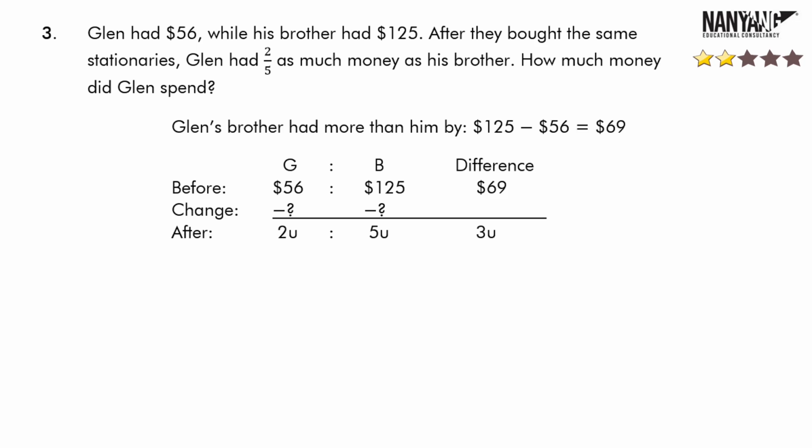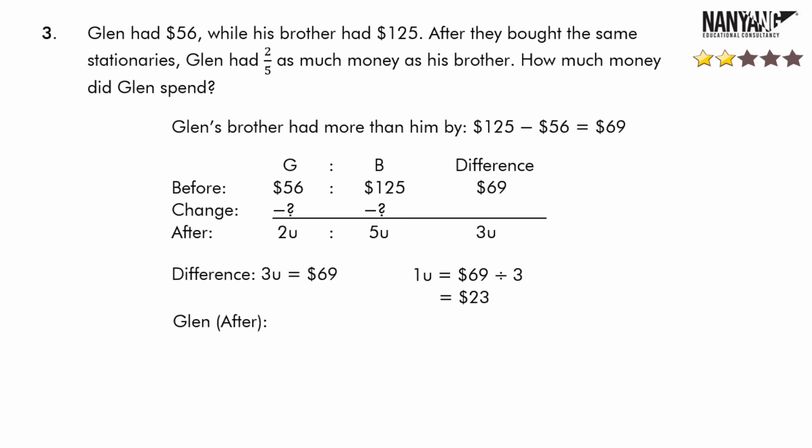Now let's look at the difference. As found out before, the difference at first will be $69 and after will be 3 units. So we can equate this together. 3 units equals to $69. As such, we can find out what 1 unit is by taking $69 divided by 3 equals $23.